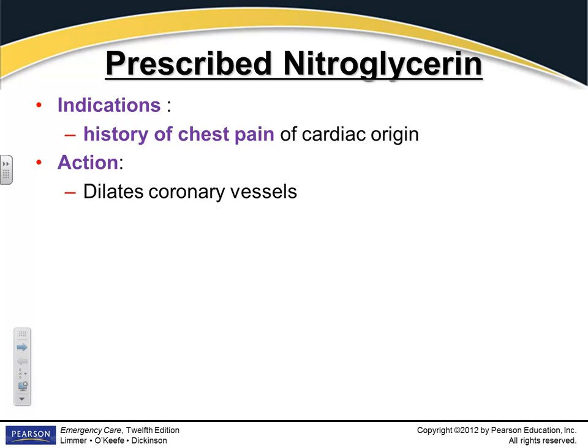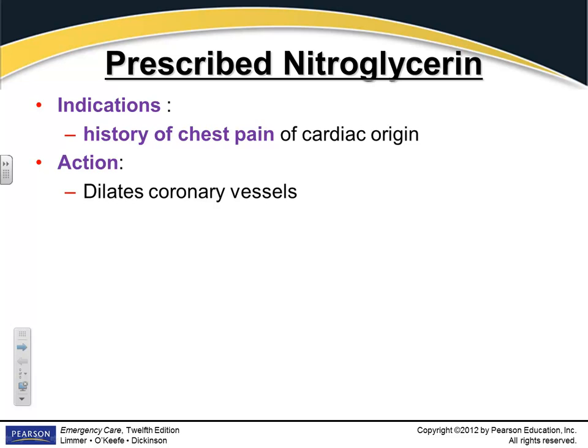The action of nitroglycerin is it dilates the coronary arteries. Now it also dilates all of the vascular system, but we give it specifically because it dilates the coronary arteries. So what happens to your vital signs when you have a widespread vasodilation, when all your vascular system dilates? What decreases? The blood pressure goes down significantly when you vasodilate.